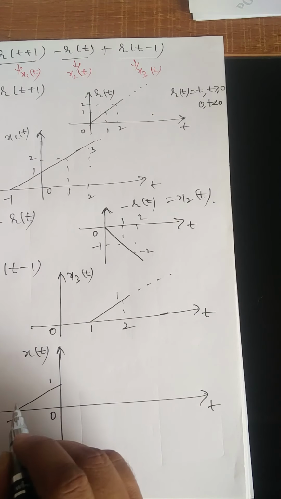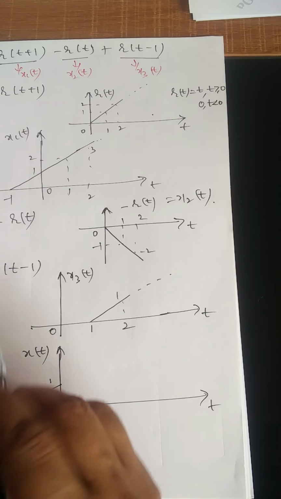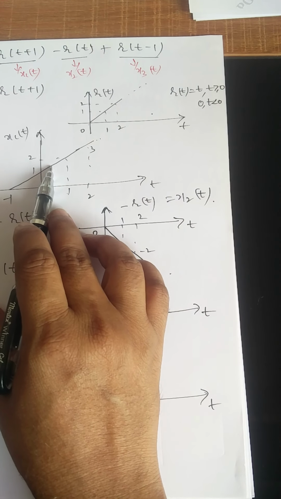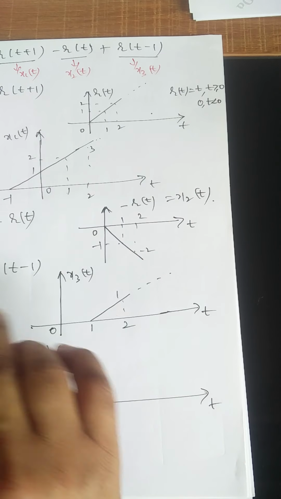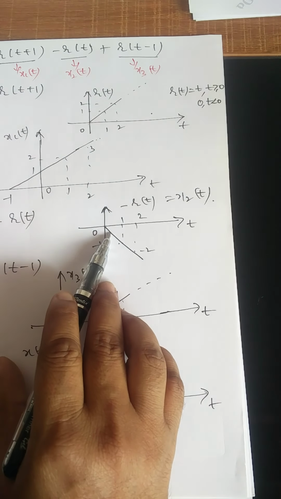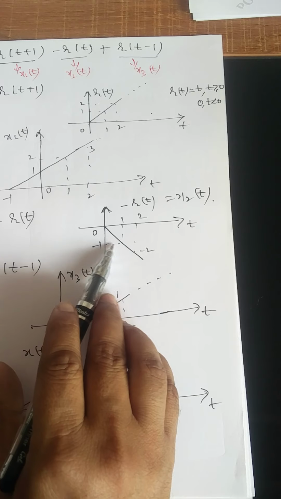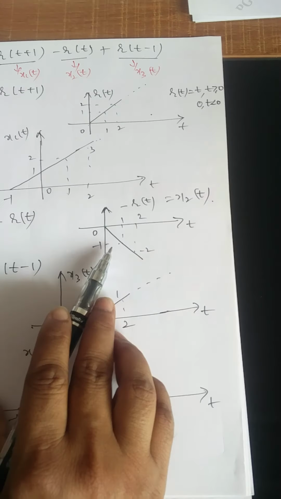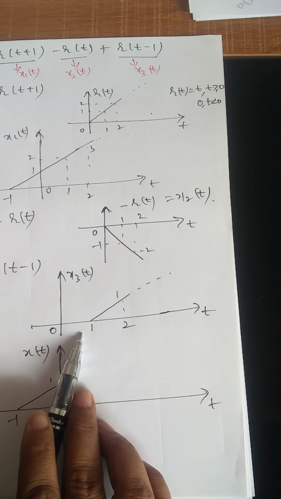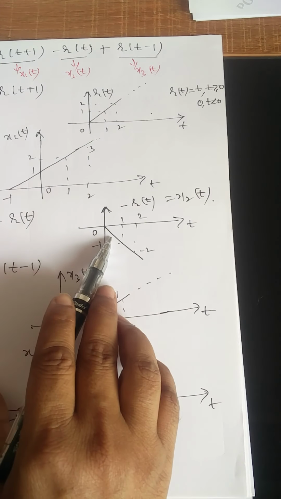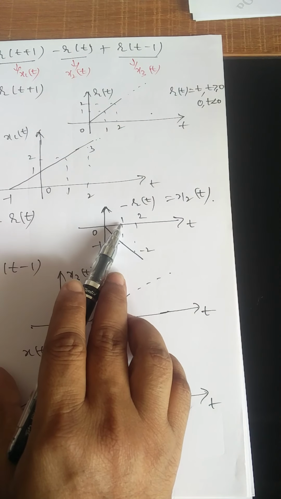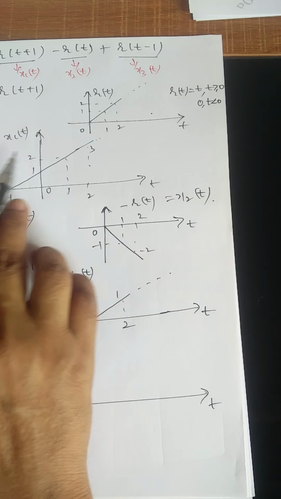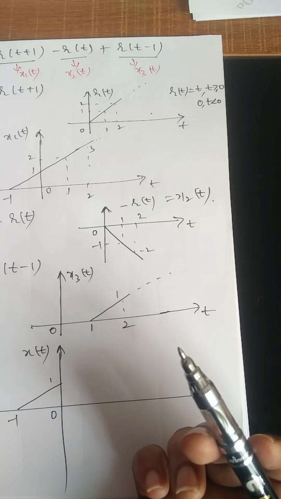Its value is 1. From 0 to 1, you check it: it is 1.1, 1.2, 1.3, going up to plus 2, and the other is minus 0.1, minus 0.2, minus 0.3, going up to minus 1. At 1, this value is plus 2 and this value is minus 1. This signal does not exist from 0 to 1. That means 2 minus 1 will become 1.